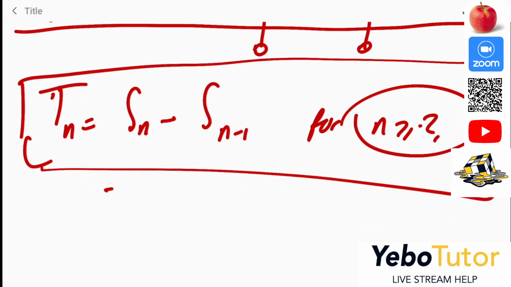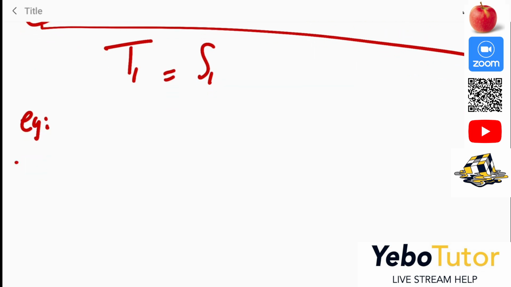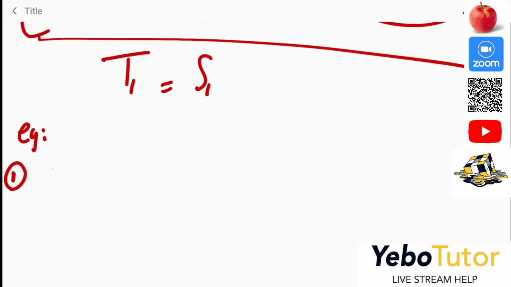But now we also need to understand that term number 1 is equal to the first term in the series, that is, the sum of the series equation. You'll be able to understand this better if I make an example.